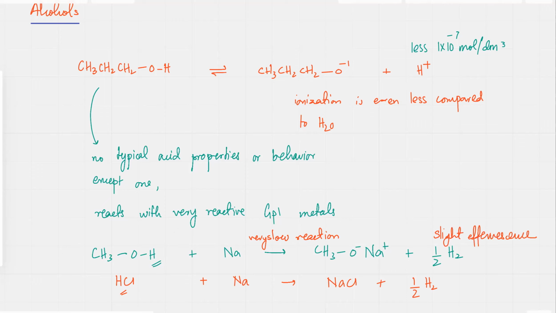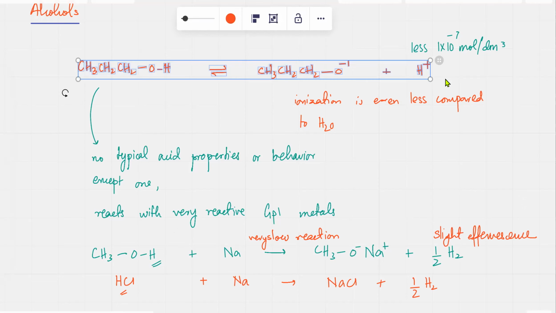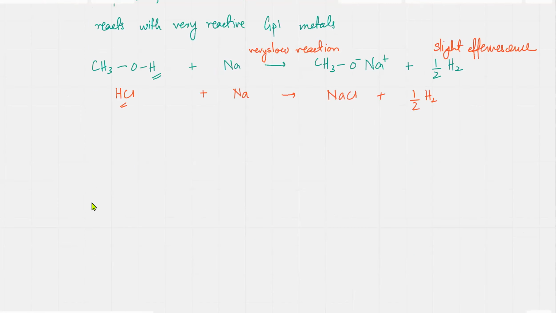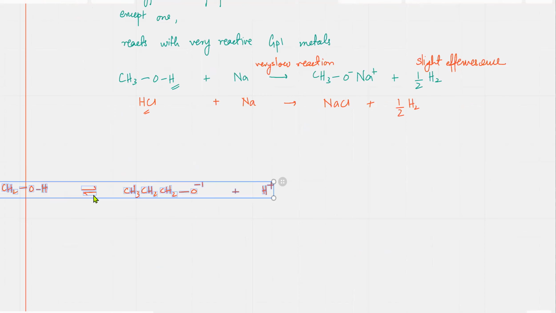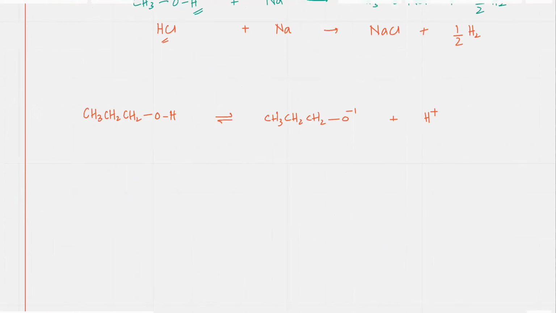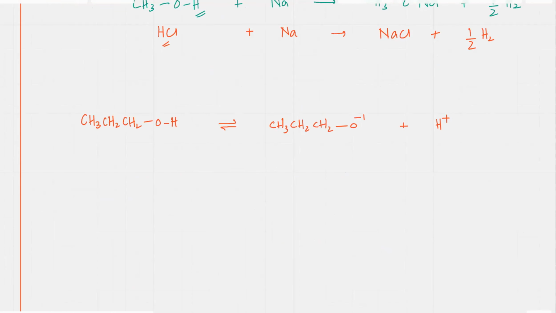So the question is, why is it such a bad or terrible acid? Now everything depends on this equation, that an alcohol does not like to lose H plus ions. So we're going to discuss what's wrong with alcohols and why they don't like to lose H plus ions. Everything depends on this X minus one ion. And the reason is that this thing over here has a high negative charge density.